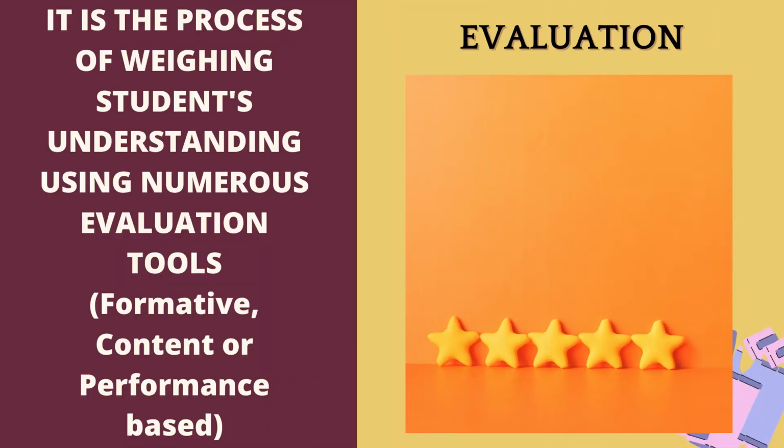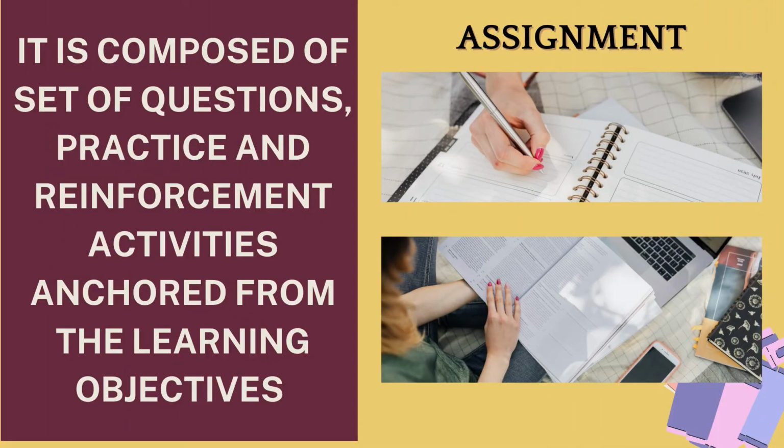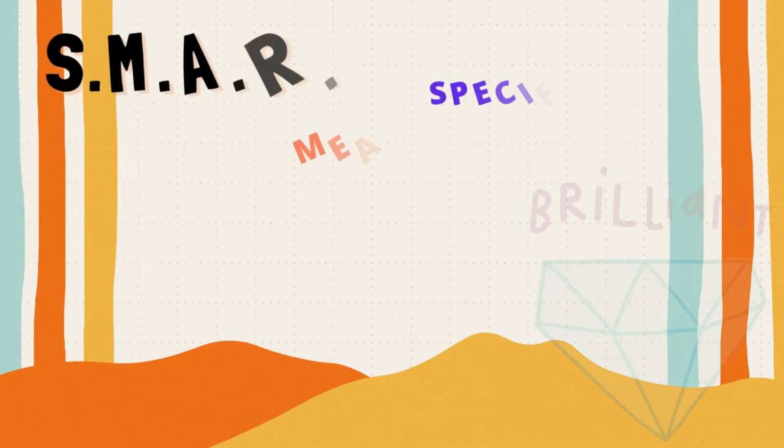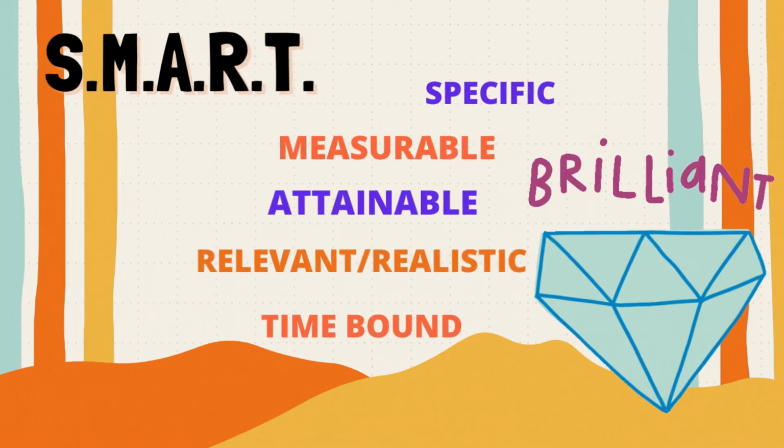4. Evaluation. Evaluation is a part for checking students' understanding, which uses various assessment types: diagnostic, formative and summative in kind, written and performance tasks. 5. Assignment. Assignment is composed of activities for enrichment and reinforcement derived from the learning objectives. Following the acronym SMART are specific, measurable, attainable, relevant, realistic and time-bound.